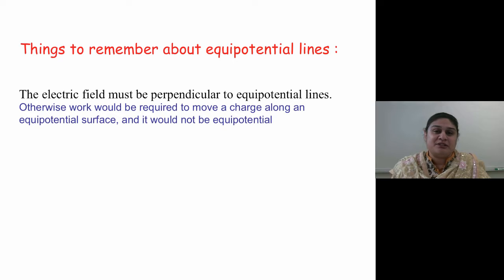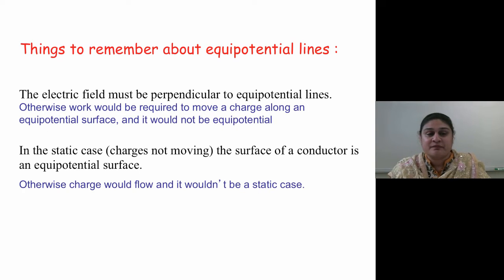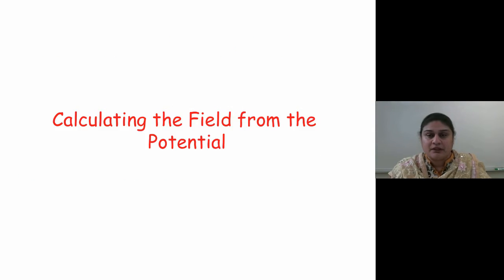Some things that you need to remember about equipotential lines: the electrical field must be perpendicular to equipotential lines at all points. Otherwise, work would be required to move a charge along an equipotential surface, and hence those would not be equipotential. For non-moving charges, or for the static case, the surface of a conductor is always going to be an equipotential surface. Otherwise, charge would flow on it and it would not be a static case anymore.